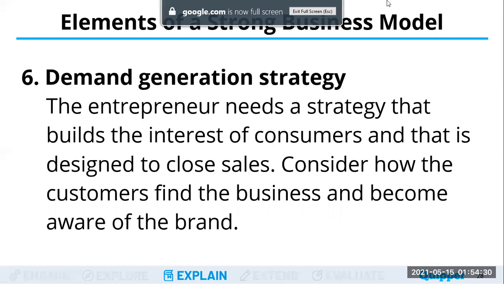Okay, next is the demand generation strategy. The entrepreneur needs a strategy that builds the interest of the consumer and that is designed to close sales. Consider how customer find the business and become aware of the brand. Ayan, so ito part naman siya ng work din ng mga marketing natin, no? Kung paano mabibuild yung interest, yung confidence ng mga consumers. Ayan, and then kung paano nila makuklose yung deal.